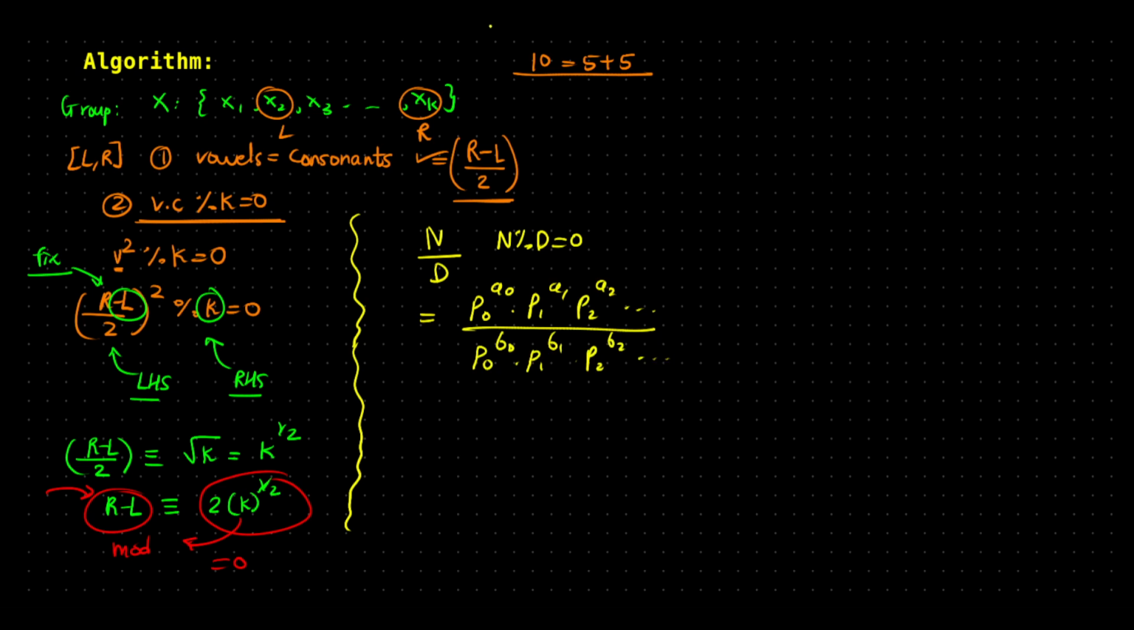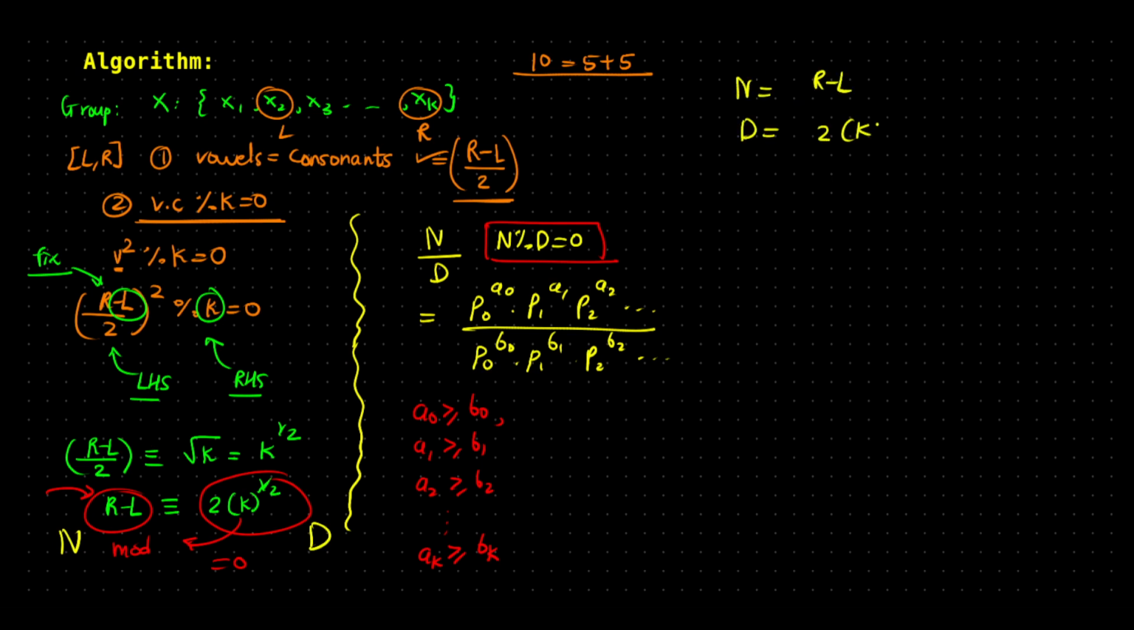Now the condition of divisibility is possible only when a0 is greater than or equal to b0, as well as a1 is greater than or equal to b1, a2 is greater than or equal to b2, and so on, for all the terms that are present in the exponents of the prime factorization of both numbers. And notice that we have this term as the numerator and this term as the denominator. So the numerator is r minus l and the denominator is 2 times k raised to 1 by 2.